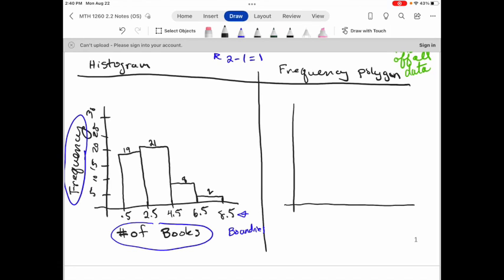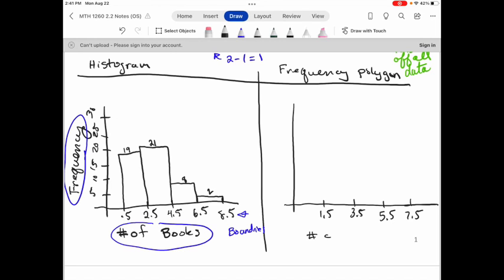Now for a frequency polygon, we're basically going to do the same thing, but rather than draw bars, we're going to draw lines. And we're going to use the midpoints because we're doing dots and not bars. Okay, so the midpoints are going to go on the x-axis. So our midpoints were 1.5, 3.5, 5.5, and 7.5. And of course, you always label your axes.